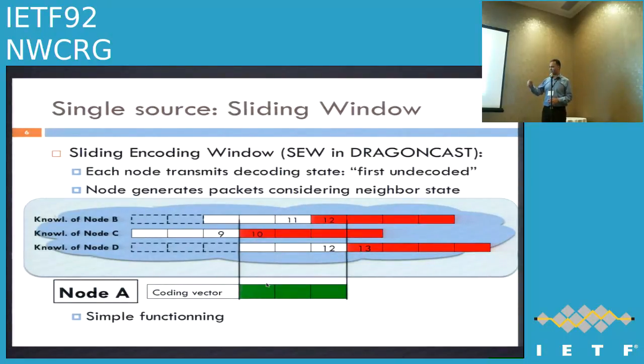And what is done in DragonCast is that the node which tries to generate a new packet, here it's node A, will consider the neighbor which is the most late in the decoding process, and will try to help it in some way. So here node A will generate a payload with indices starting from index 10 and up to a certain window size. This kind of functioning is very simple actually. There are not many decisions to make.